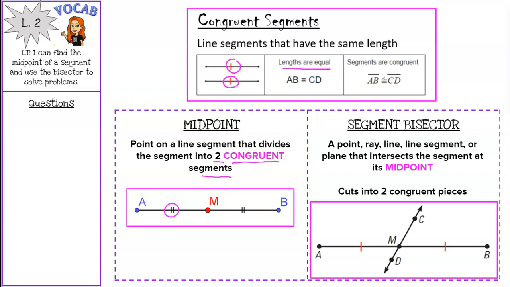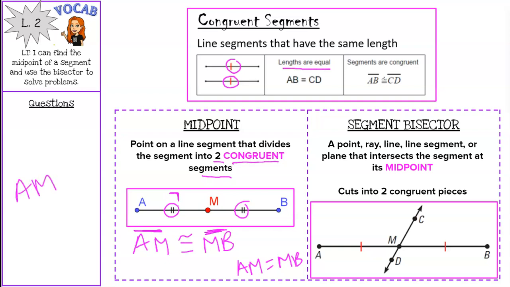So we have two tick marks here and two tick marks here, meaning that segment AM is congruent to segment MB. So when we're talking about the segments and congruency, we use the lines over the top of the segments. When we're talking about lengths, like the length of AM, so say AM was 7, we would say that AM equals MB. So when we use equality, we don't put the lines over AM, because AM with no line over it just means the length of segment AM. So we could also say AM equals 7.